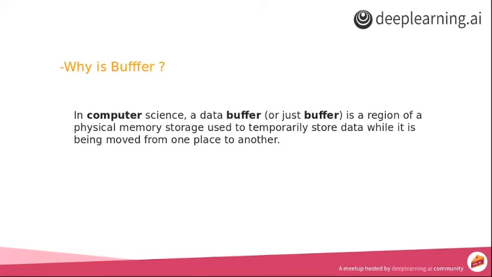Now what is a buffer? In computer science, a data buffer or just a buffer is a region of physical memory storage used to temporarily store the data while it is being moved from one place to another. This is simple, you can understand it. And why I'm telling you this, because I have used this in the coding part, so you should understand it better, what is buffer and what is tensor.